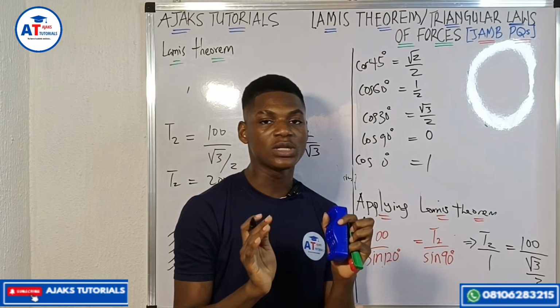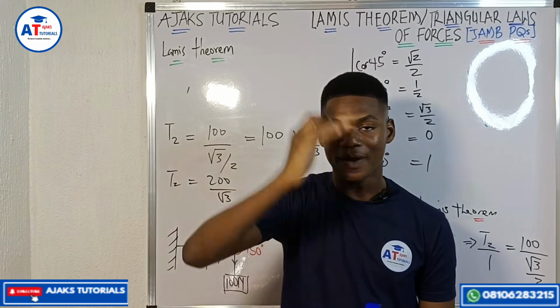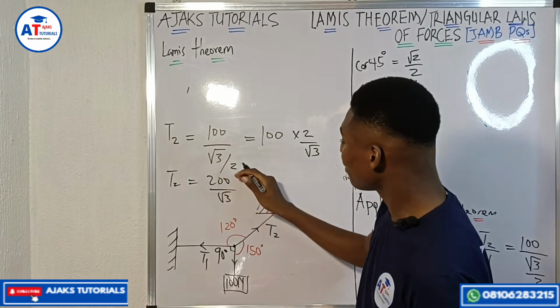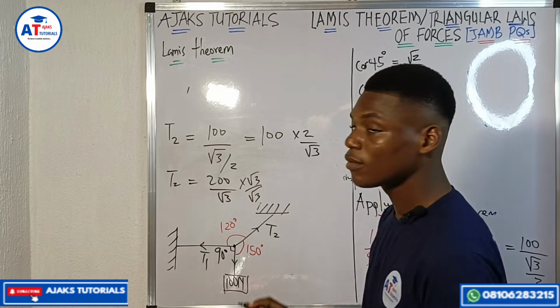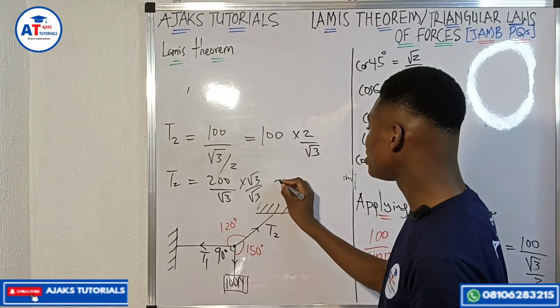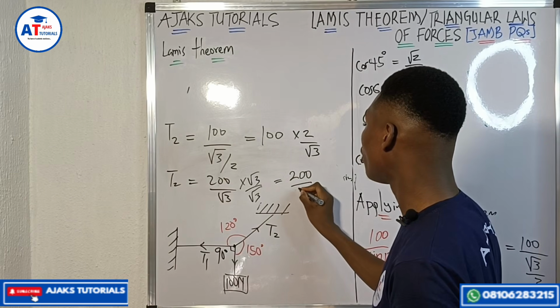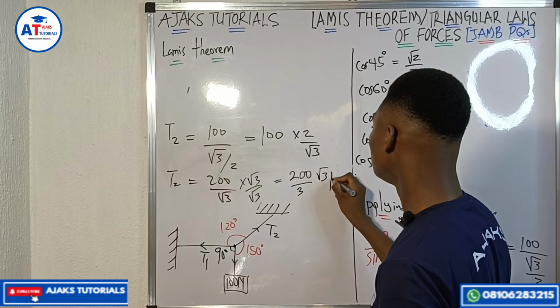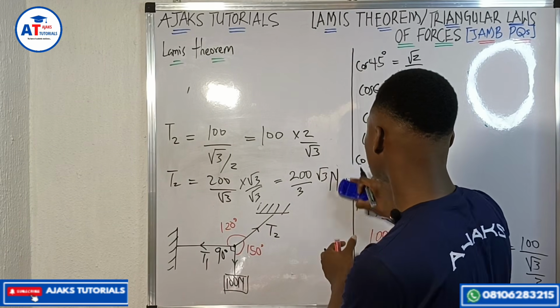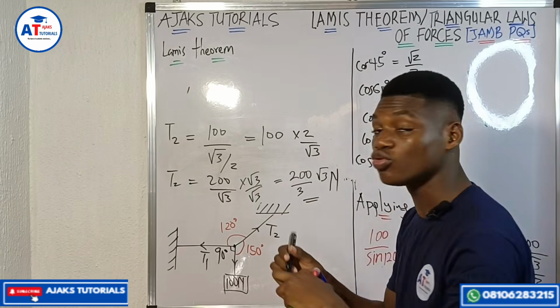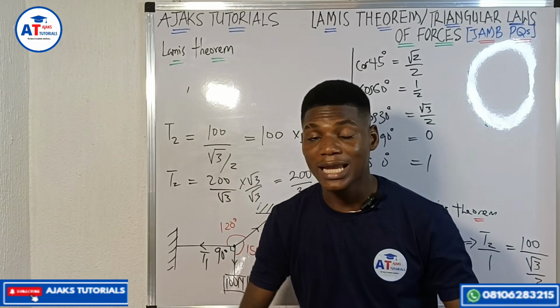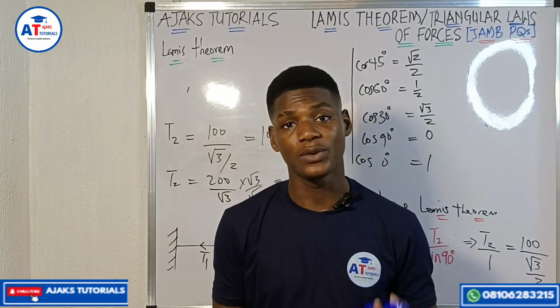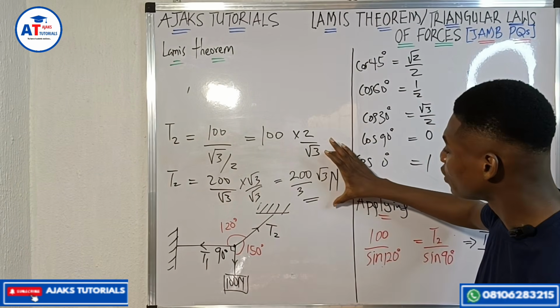Now, rationalizing basically means multiplying the numerator and denominator by root 3. So by rationalizing, I'm saying root 3 over root 3. Do you understand? So my T2 is now 200 root 3 over 3 Newton. This is the value for my T2. Either you put it in decimals, that's your business. We don't have time for that. So this is my value for T2.